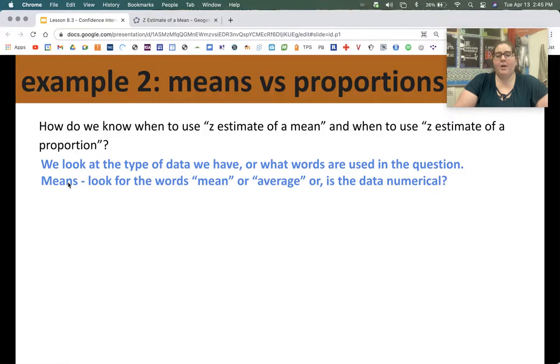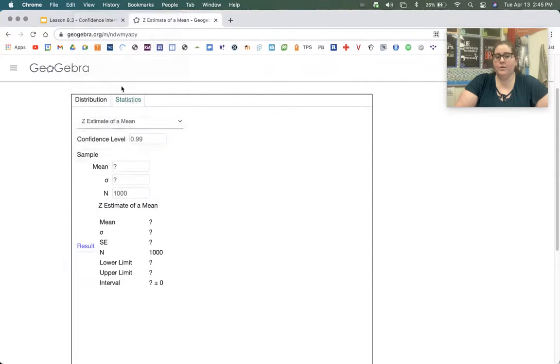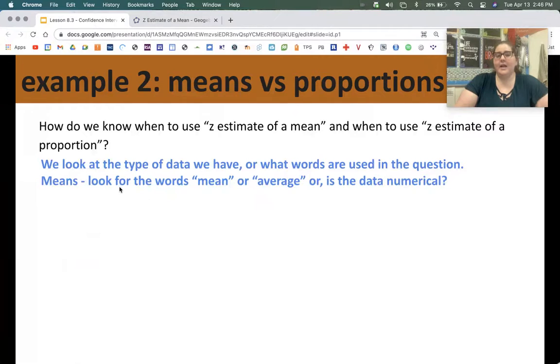So for a means problem, you know you're going to do the estimate of a mean, which is what we did in the last lesson. If the problem is talking about the word mean, that's a good clue, or maybe even the word average, because mean and average mean the same thing. Or if they don't have the word mean or the word average, maybe look at, is this data numerical? Is the data talking about a number of something?